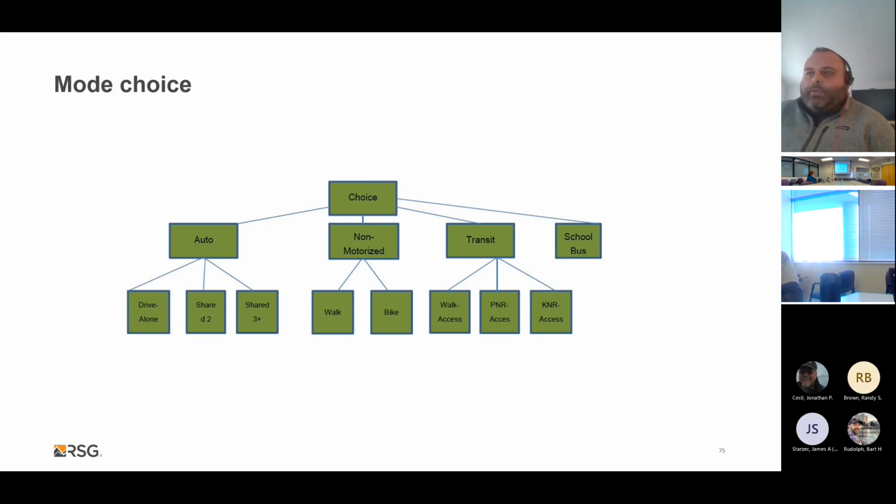You can see that in transit, for example, we have different types of how you access transit. We have walk access to transit, park and ride access to transit, kiss and ride access to transit. And so we group them; the elasticities are a lot smaller here than they are between the other modes. Likewise for non-motorized, we have walk and bike. The assumption in the travel demand model is that the walk and bike modes are more similar to each other than the auto modes.